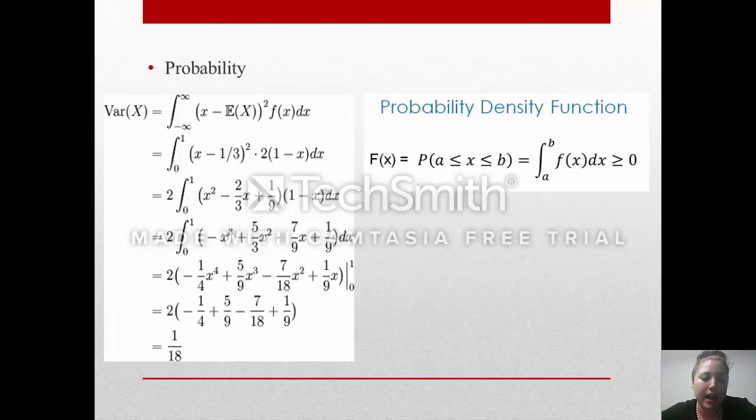Now, because every term has an x, the 0 will just be minus 0, so we don't have to really deal with the 0. We're just going to deal with the 1. If you plug in 1 for all of the x's, you get 2 times negative 1/4 plus 5/9 minus 7/18 plus 1/9, and all that equals 1/18. An example of the probability density function is f of x, where the probability that x is between a and b equals the integral from a to b of f of x dx. But that has to be greater than or equal to 0.